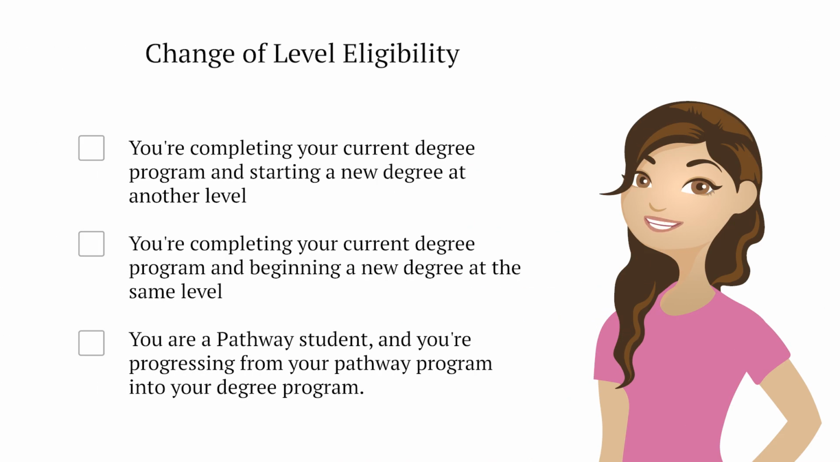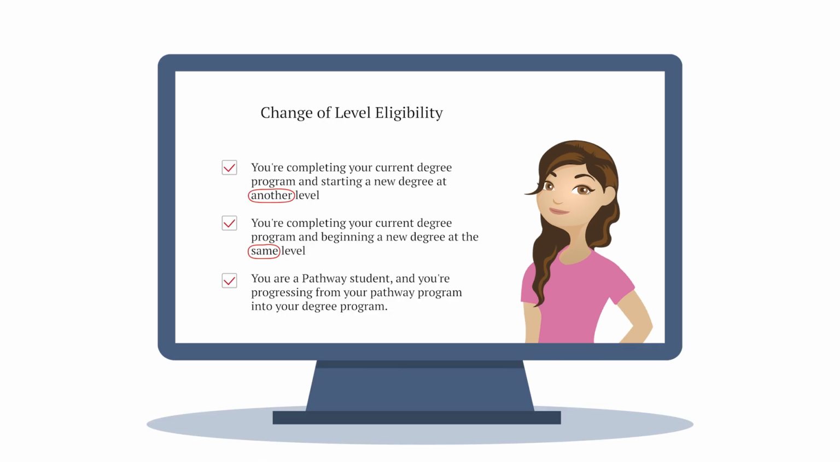As for submitting a change of level request, there are three main reasons you may need to do it. You're completing your current degree program and starting a new degree at another level. You're completing your current degree program and beginning a new degree at the same level. You're a pathway student and you're progressing from your pathway program into your degree program.